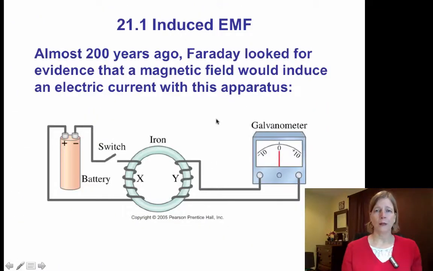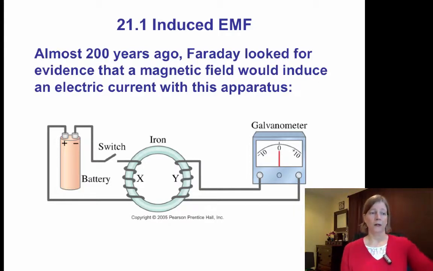All right, so let's talk first about induced EMF. This property of being able to induce a current was discovered by Faraday about 200 years ago. And he was looking for evidence that a magnetic field would induce an electric current, because he knew a current generated a magnetic field. He knew, for instance, if you have a current-bearing wire, then there's a magnetic field around that wire. So often in physics there's a correspondence. So if one effect will produce another, perhaps the other effect will produce the first. So he knew a moving current could generate a magnetic field. He wondered if a magnetic field could generate a moving current.